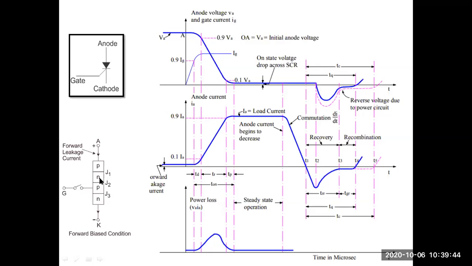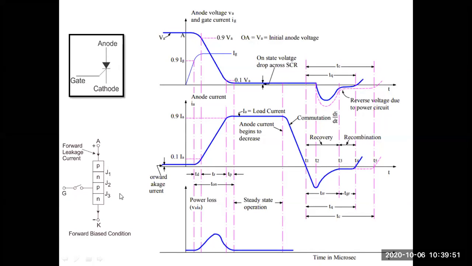That is a PNPN structure, 4 layers, 3 junctions, that is junctions J1, J2, and J3, with a gate control. Here we have placed a switch to allow the gate current. Actually this is the forward blocking state, when anode is positive and cathode is negative.